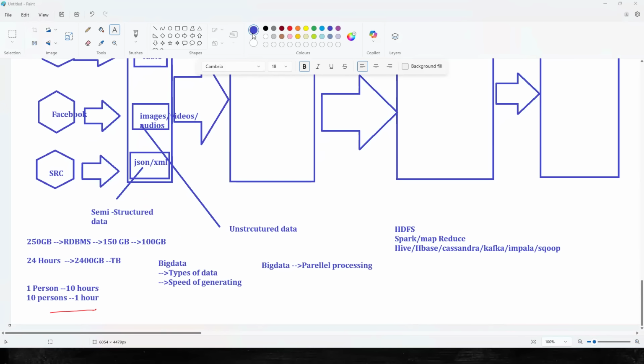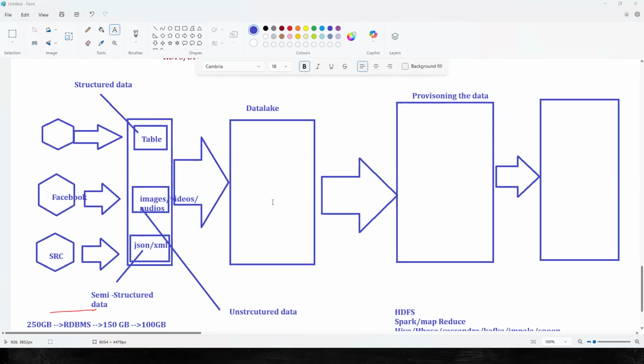See here what you are doing. First, you are loading the data into the data lake, and then on top of it, you are transforming. So can we consider this as the ELT model?